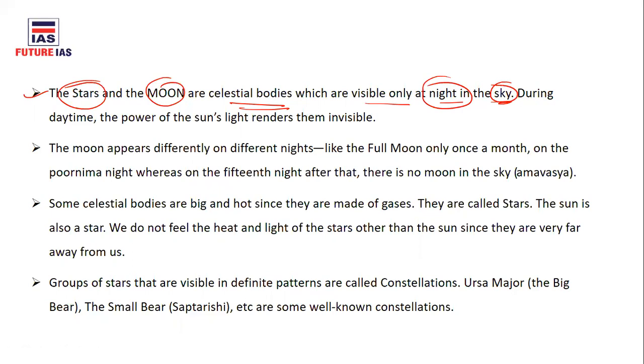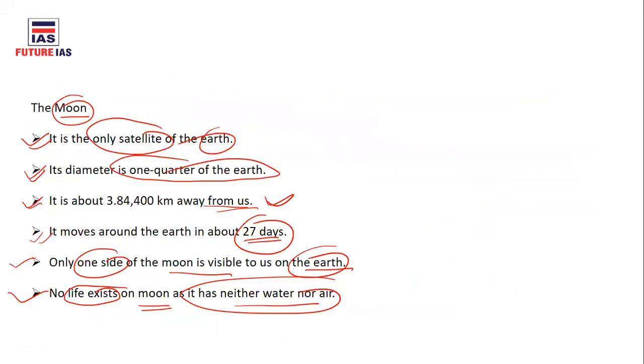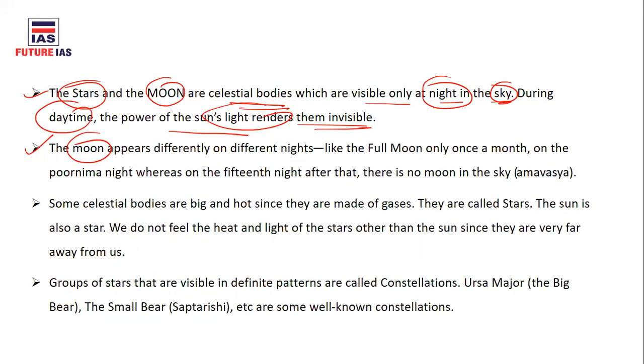And the moon is also visible from the earth during the night. During the daytime, the power of the sunlight renders them invisible. So during the daytime we are not able to see them, because of the bright light of the sun, which makes them invisible. Now the moon is basically a satellite of the earth.